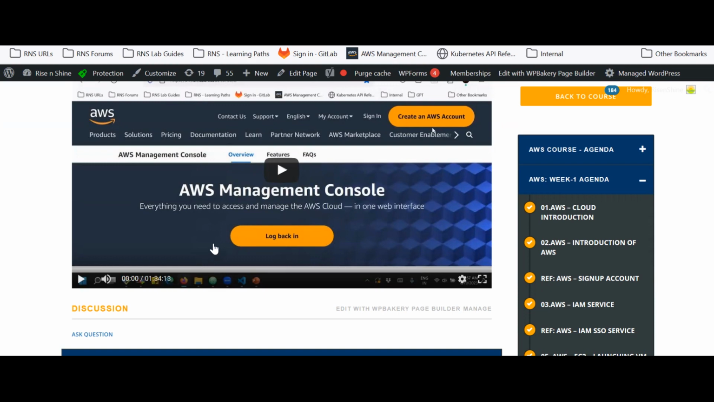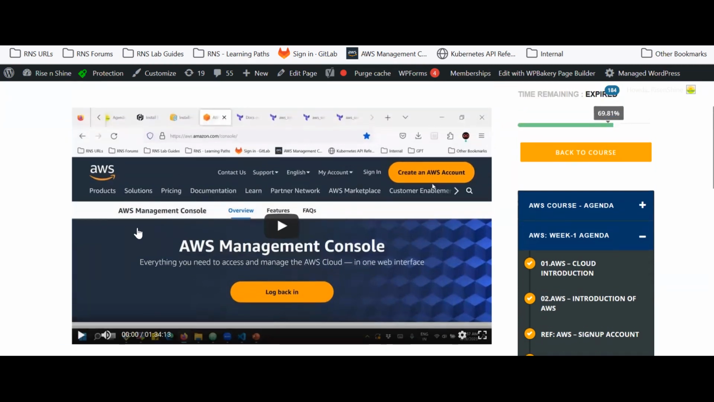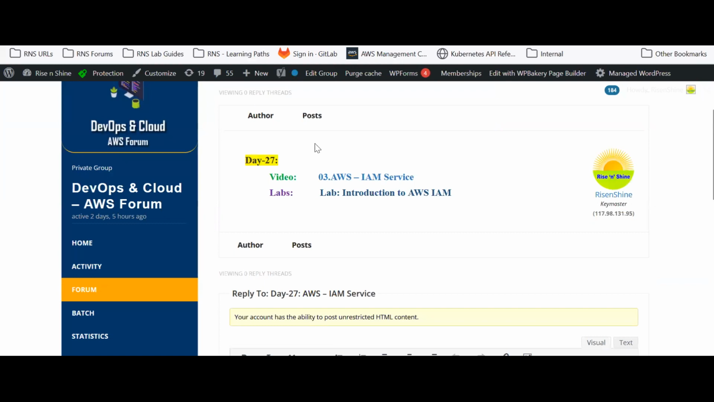So in today's agenda, spare the time to understand the AWS IAM service. The lab guide has also been given. Try to complete the lab guide and explore it. Users, groups, and policies have been clearly explained in the lab guide, which you can practice as a step-by-step lab guide.